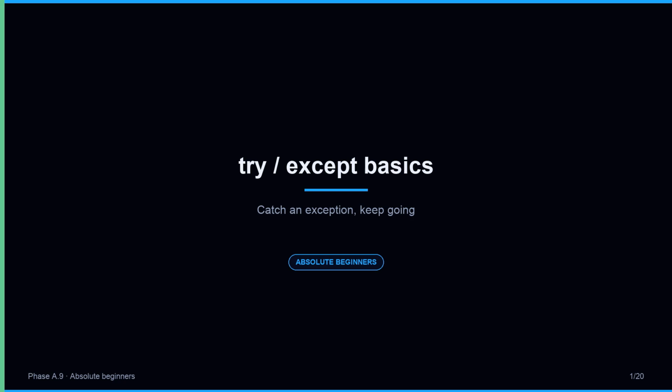We write a try block around risky code, an except block that runs only if the risk becomes real, and we learn the colon and indent pattern you already know from functions and if. We also learn why catching a specific exception like ValueError is almost always better than catching every error at once. Plan A and Plan B.